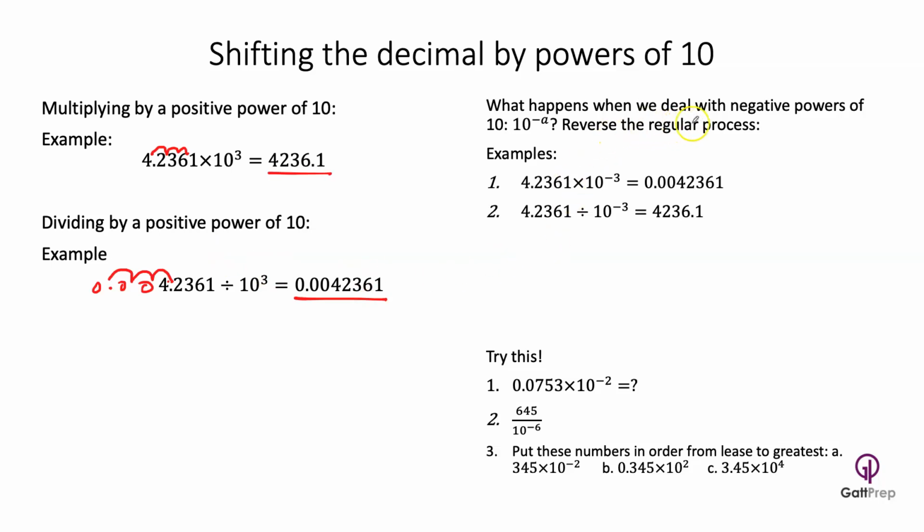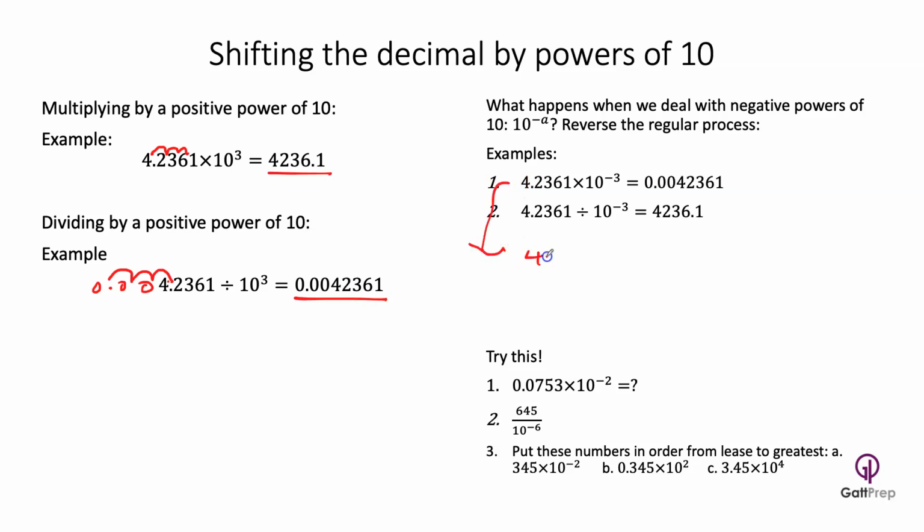Now, what happens when we deal with negative powers of 10? Here you will have to reverse the regular process. So here you have 4.2361 times 10 exponent negative 3. Now, because you have 10 exponent negative 3 here, a negative power, this sign will change, and then this will become positive.